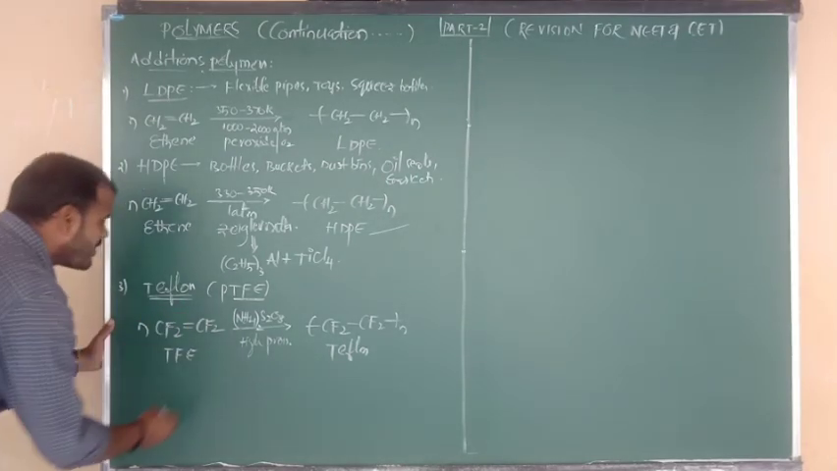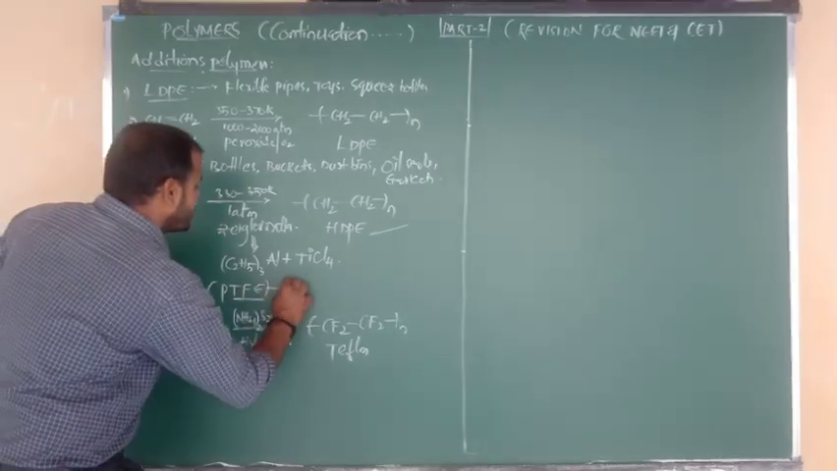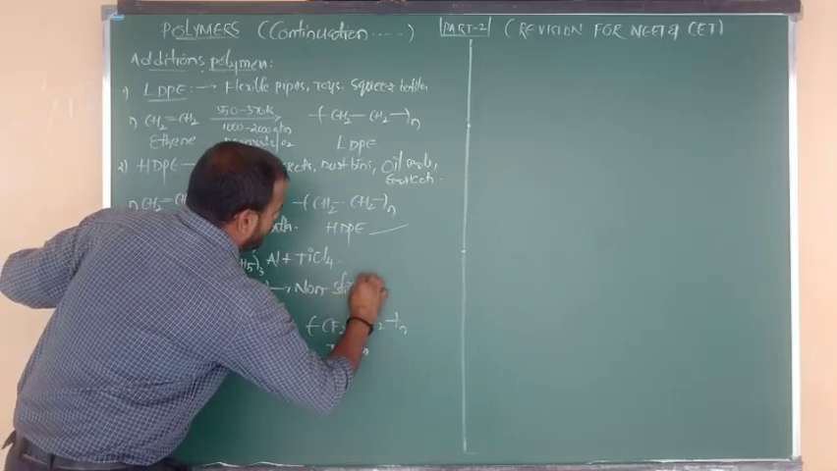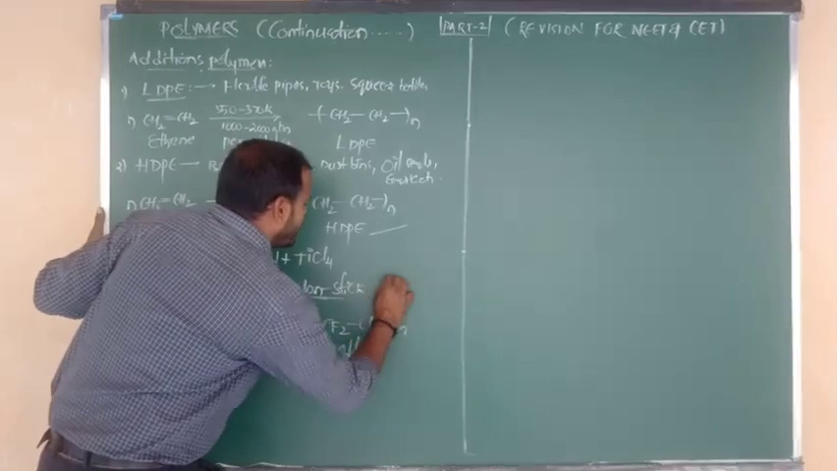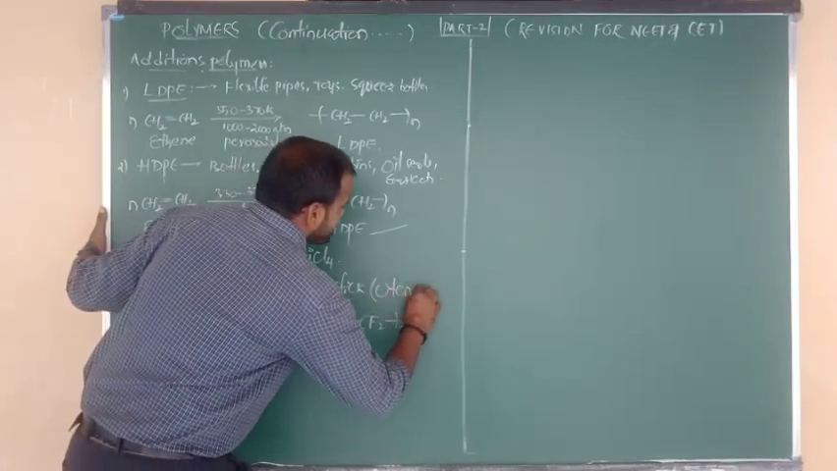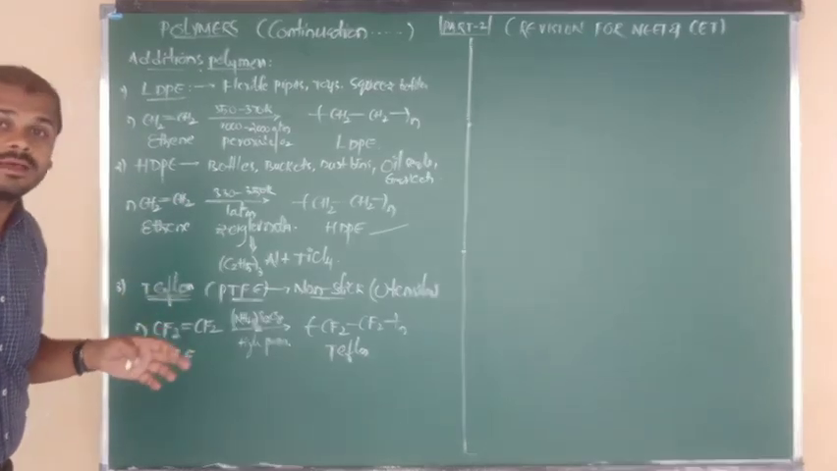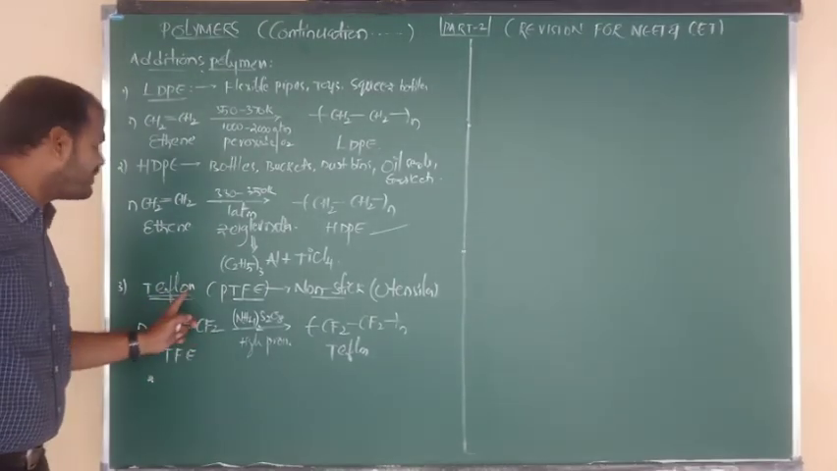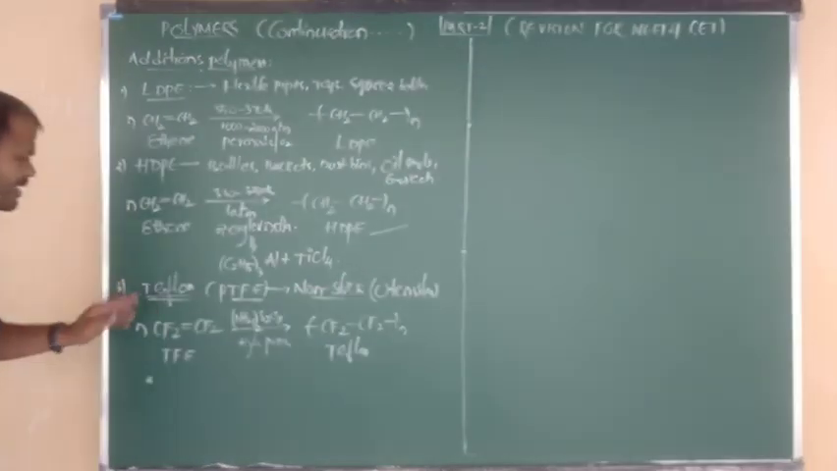So what are the uses of Teflon? Teflon has a very important use. It was used in making non-stick surface coated utensils, nothing but non-stick cookware materials. They are made with the interior coated with what? Teflon coating. So non-stick utensils are made with what, beta?